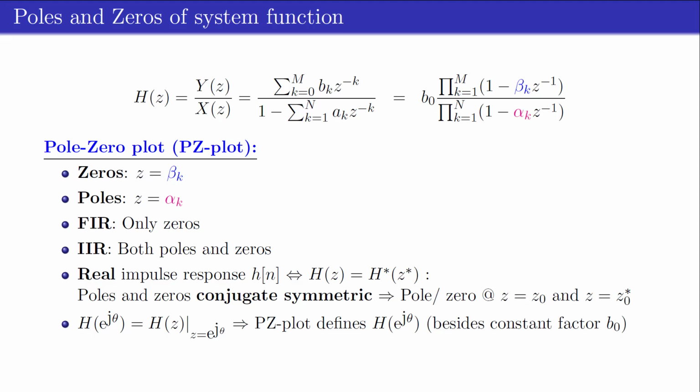Finally, we have seen before that the frequency response H(e^{jθ}) of an LTI system may be found from the system function by evaluating H(z) on the unit circle. In the following slide we will show how, for a rational function of z, the frequency response may be found geometrically from the poles and zeros of H(z).